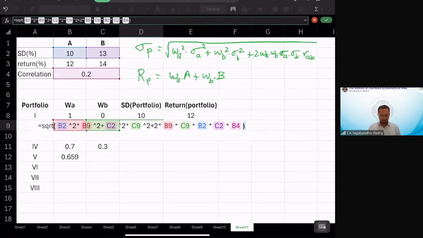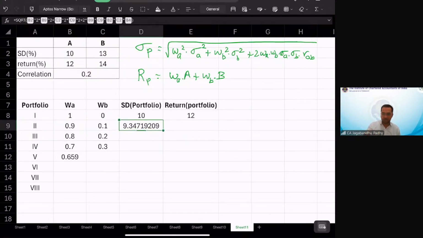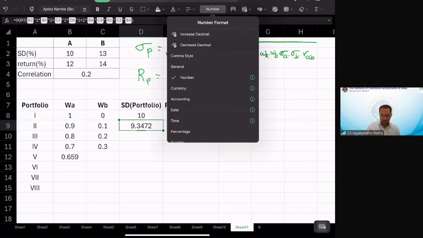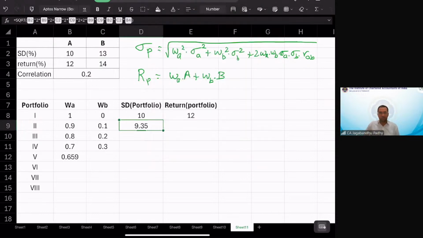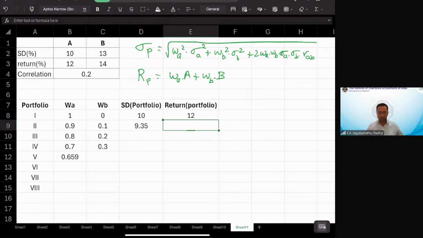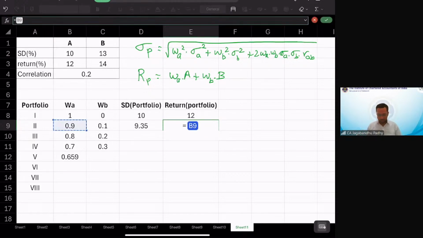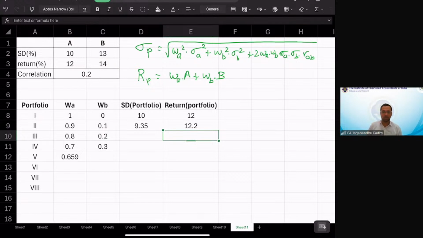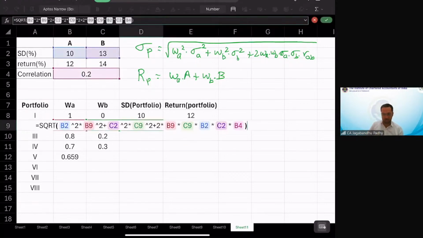So we can say that the standard deviation of the portfolio, check if it's 9.35 for the second portfolio. Is it 9.35 for the second portfolio? Return will be weight of A into return of A plus weight of B into return of B. Return of 12.2%. Yes. Okay, same way, try it out for the third one, guys.